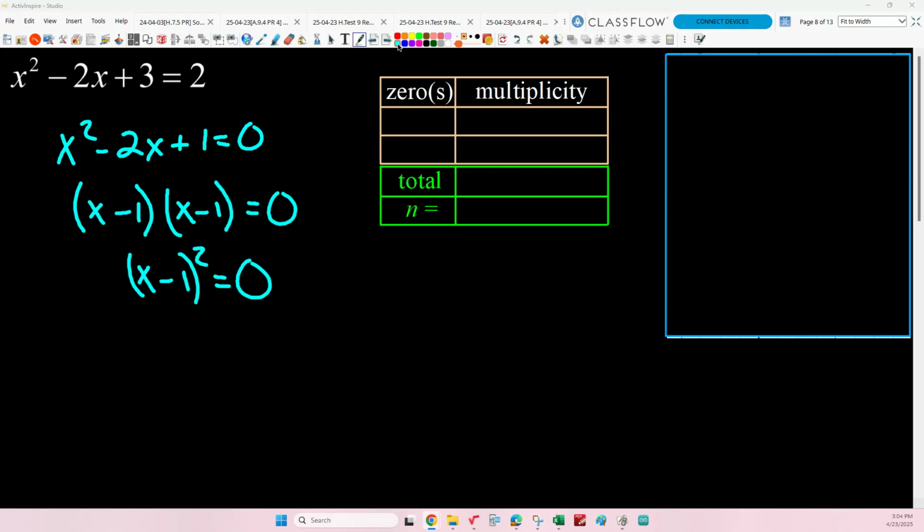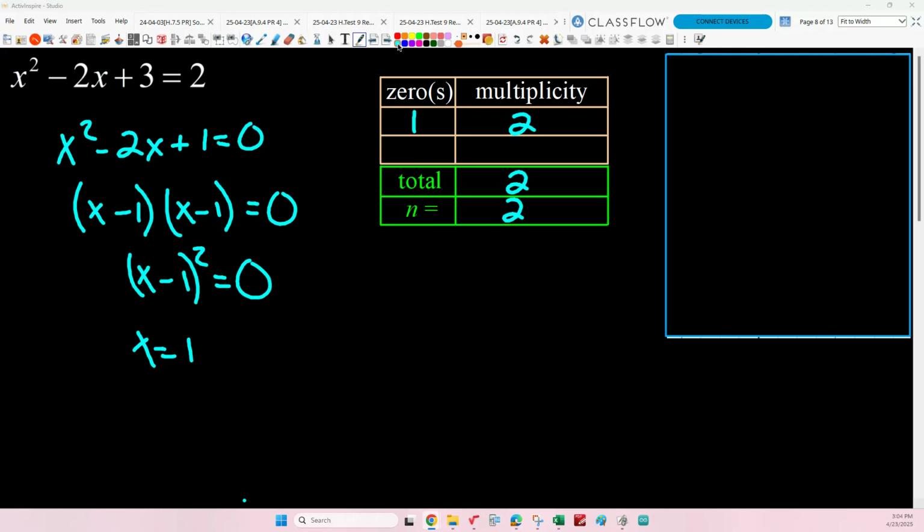Okay, so what's my 0? How many times is 1 a 0? Twice. So there's 1 zero, but it happens twice. So what's my total number? And what's my n?